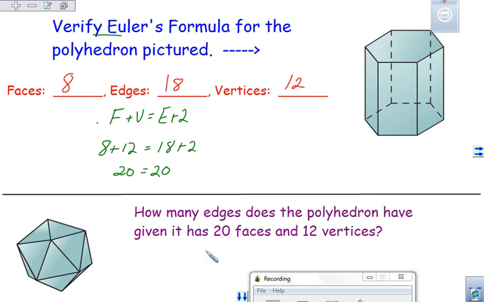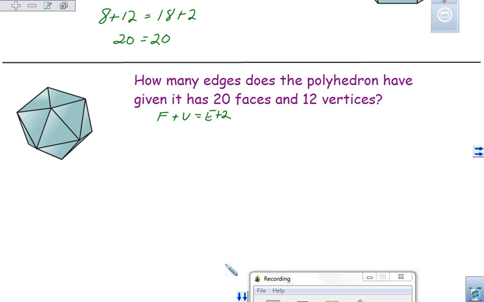On the bottom problem, it says, how many edges does this polyhedron have, given that it has 20 faces and 12 vertices? So we're still using Euler's formula. So the number of faces is 20. The number of vertices is 12. How many edges would we have to have?